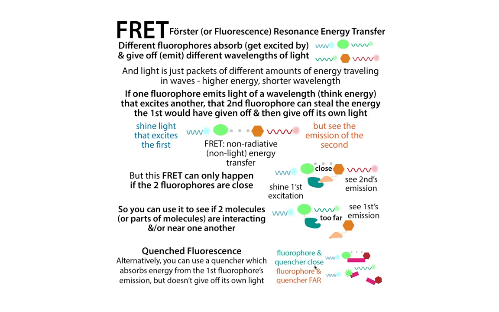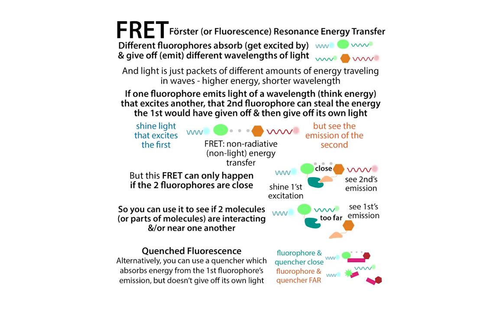In the case of quench fluorescence, here it's a similar idea that you have one molecule, an acceptor, stealing the energy that the first molecule would have given off as light. But in this case, the acceptor doesn't give off light, it just steals the energy, so you don't see light if you excite the first.